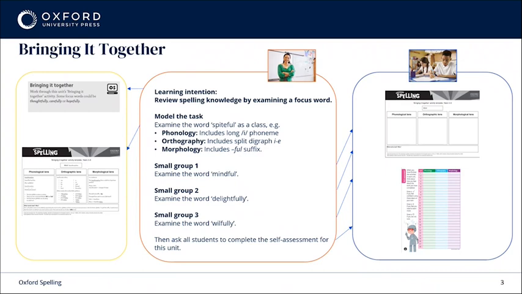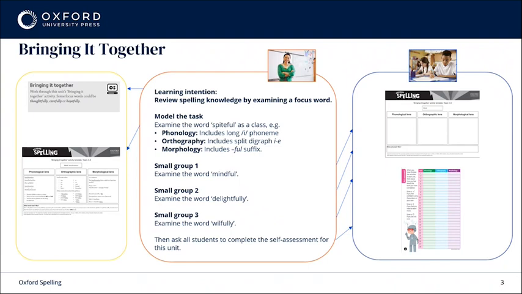After modelling the task, you can then set your students up to complete their own Bringing It Together activity. This activity can be done in small groups or as a whole class, depending on the approach you're taking to teaching the program and the needs of your students. While the students are more familiar with this activity, you might choose to skip or shorten the modelling at the beginning of the Bringing It Together activity and go straight to the independent part of the lesson.